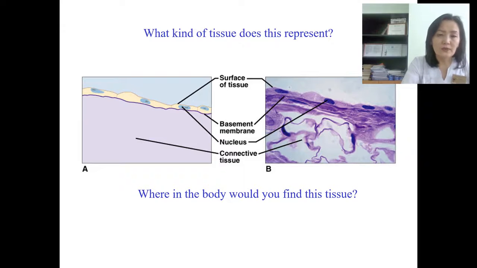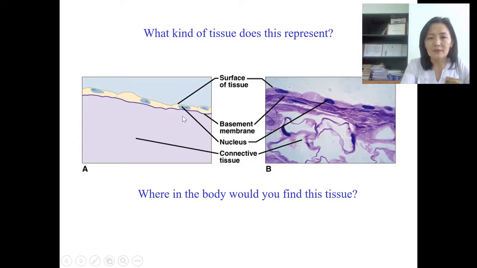And at the end of the lecture, I have several questions. Okay, we can compare. This is here and this is a real slide. Both of them are the same type of epithelium. My first question: what kind of tissue does this represent? Yeah, of course, this is simple squamous epithelial tissue. Why simple? Because it consists of a single layer of cells. Squamous because it consists of flattened cells. That's why simple squamous epithelial tissue.